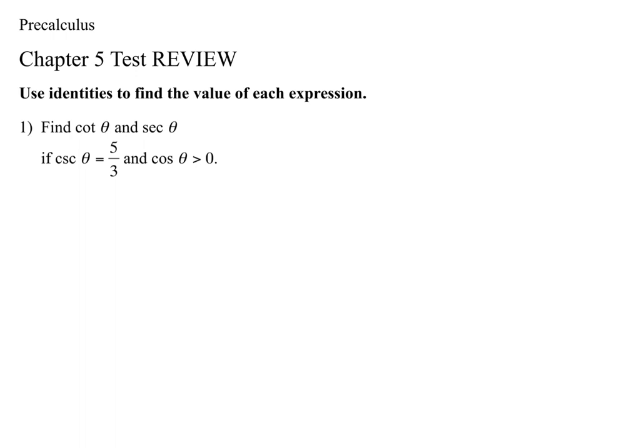Okay, when it asks you to use the identities to find the value of each expression, you can really use any identity to do that. They've given you cosecant. That should make you immediately realize that you have sine if you flip that. If you are given sine, then of course you can either use your SOHCAHTOA, which is your opposite over hypotenuse, to solve for your adjacent side, or you can use your identity of sine squared plus cosine squared equals 1.